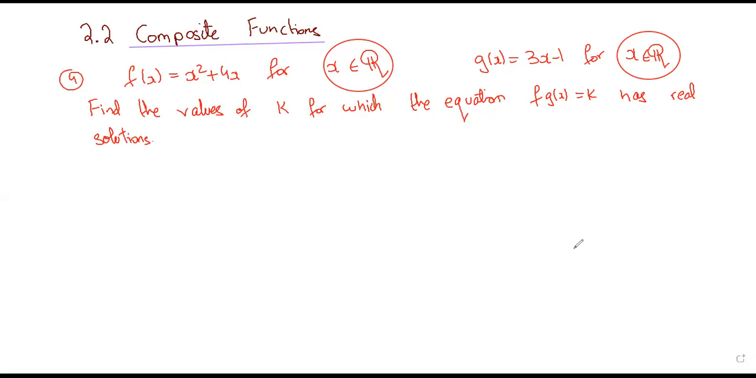The question says f of x is equal to x squared plus 4x and g of x is 3x minus 1. Forget about the domains if you're not very comfortable with it. That's not the thing we're discussing for now. The question is, find the values of k for which this equation has real solutions, okay? Again, we know this is a conditional question. The condition is given that it should have real solutions.